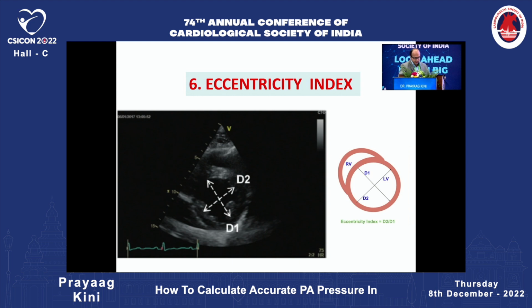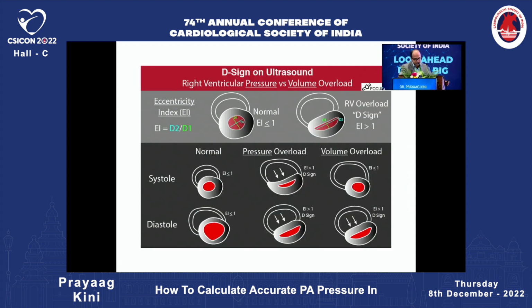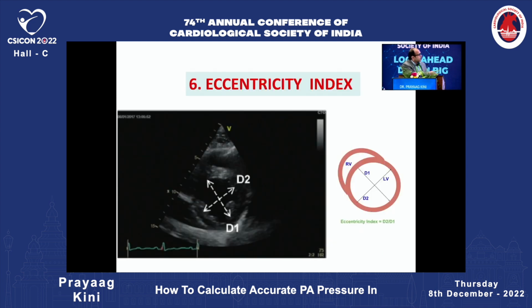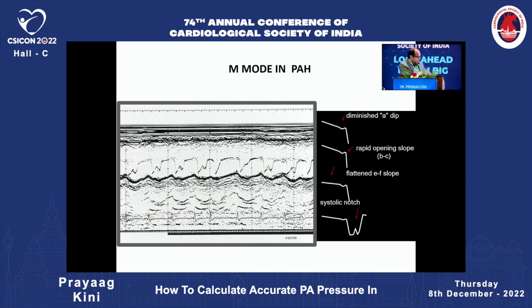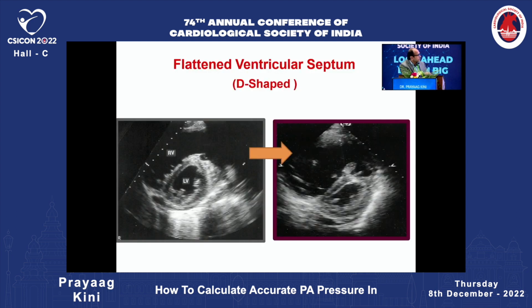Eccentricity index, what I actually mentioned earlier: D1 and D2 are the two diameters which are taken. The D sign, that is D2 by D1, is the eccentricity index. In normal, the eccentricity index should be less than 1. But as the RV starts to bulge, the septum starts to bulge towards the other side. Oh, sorry, it's going the other way around. So it starts to go towards the other side. You tend to start getting an eccentricity index of more than 1.